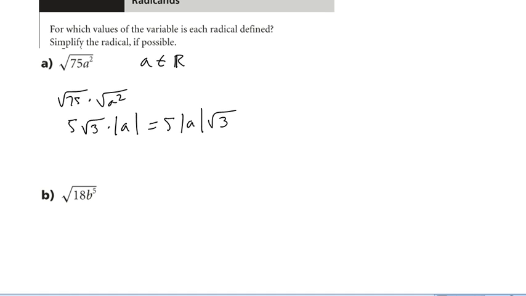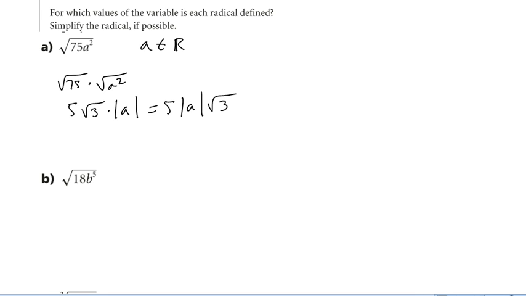Okay, part B, I've got the square root of 18b to the 5th. On this one, if I put in a negative for b, it's going to be an issue because I'm going to end up with the square root of a negative number. So b is going to have to be 0 or more. All right, and again, let's rewrite this as the square root of 18 times the square root of b to the 5th.